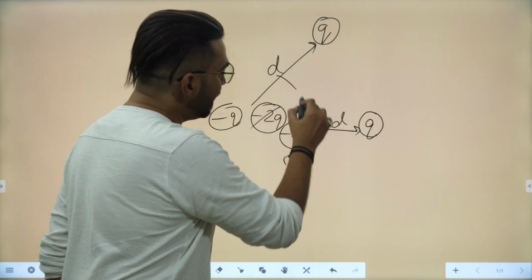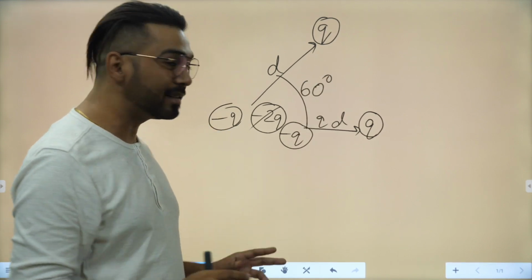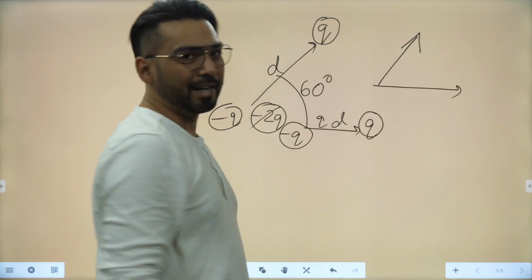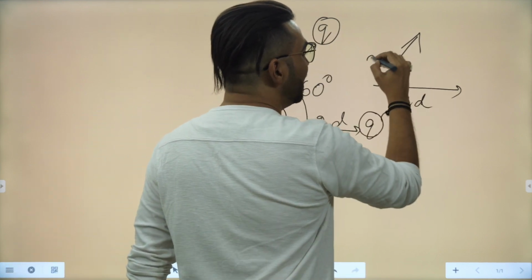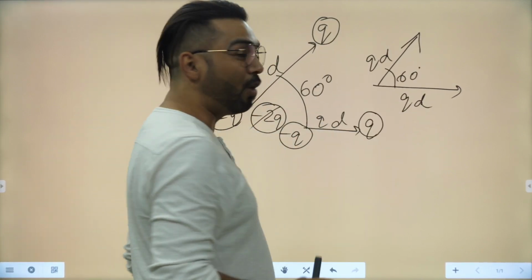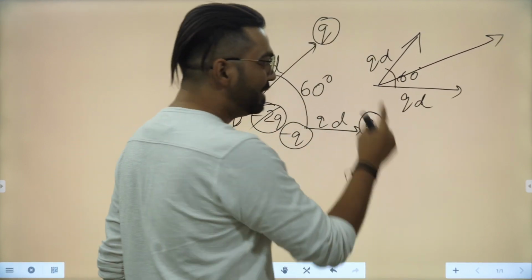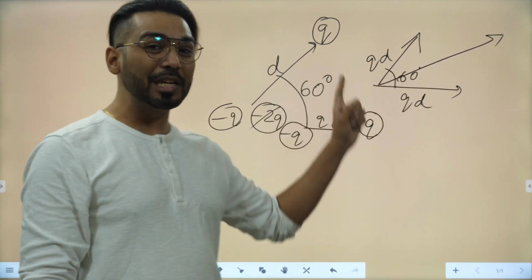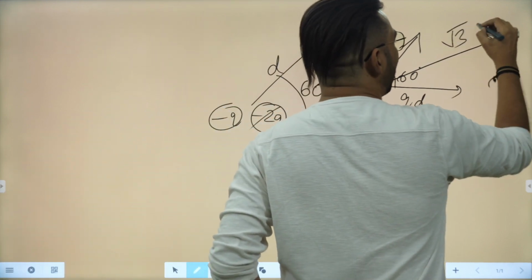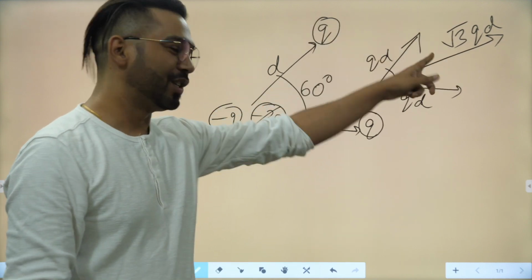And guys, what if the angle between these two is 60 degrees? If there are two vectors of the same magnitude, both qd in magnitude, and the angle between them is 60 degrees, what will be the resultant? My dear children, the resultant will be somewhat like this, and you should know what happens when two equal vectors are added at 60 degrees. The resultant is root 3 times the magnitude of either one of them. And that is your answer. Root 3 qd is your correct answer.